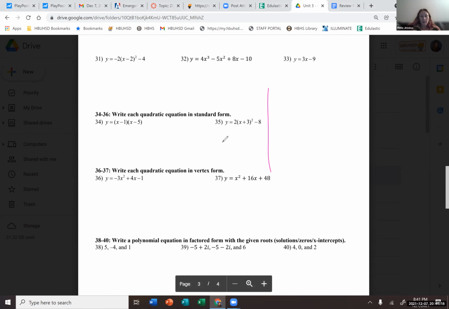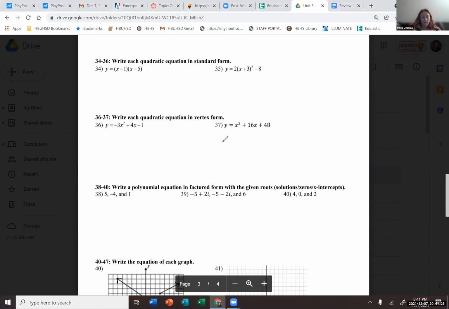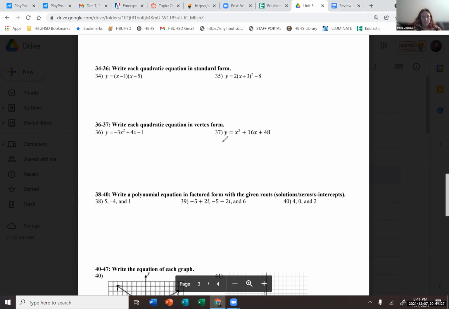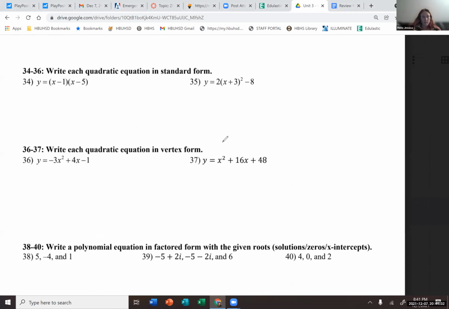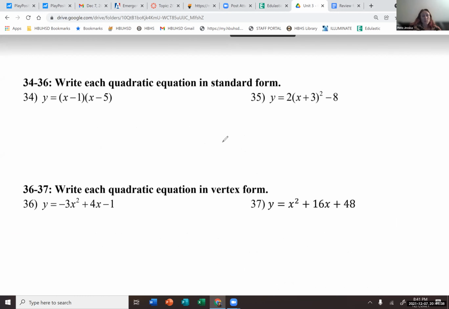Here we go. I'm on to 34 and, oh, these are all just 2 and 2. I'm just going to do the harder ones. So, vertex form, or whatever. Standard form just means I multiply this out with FOIL. That's going to be x squared minus 5x minus 1x plus 5, and that's x squared minus 6x plus 5.